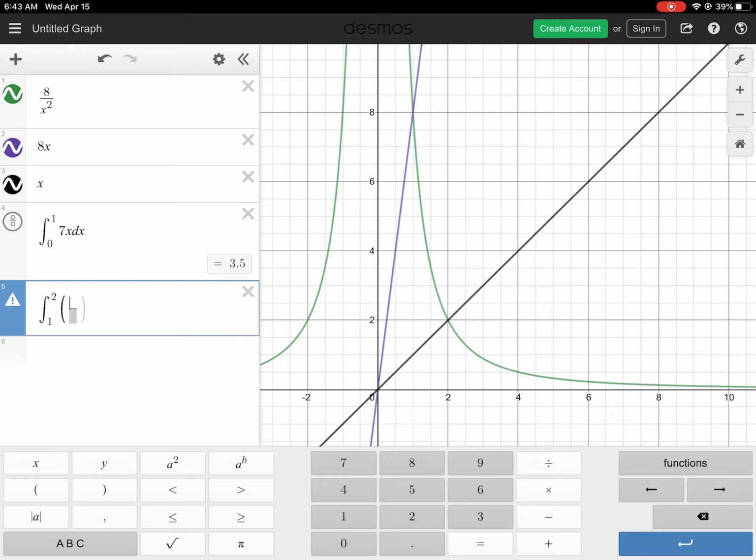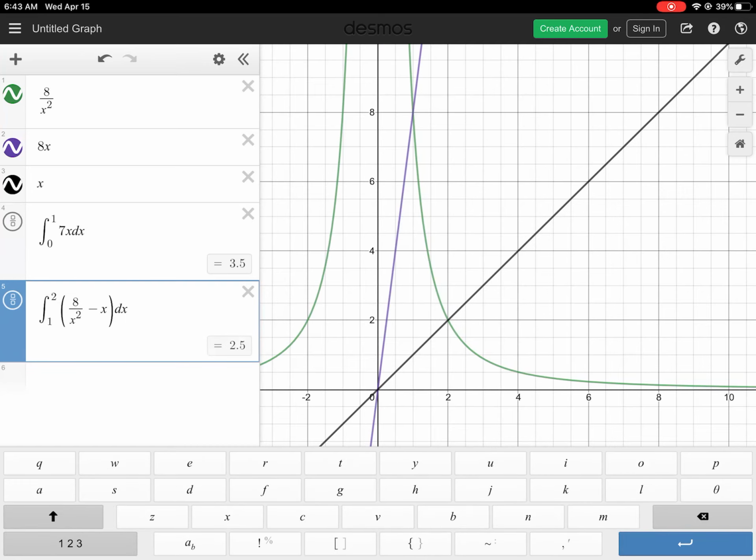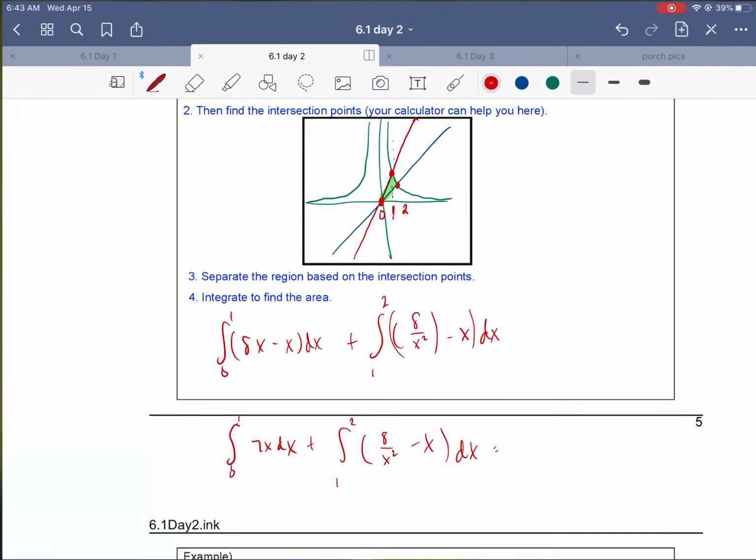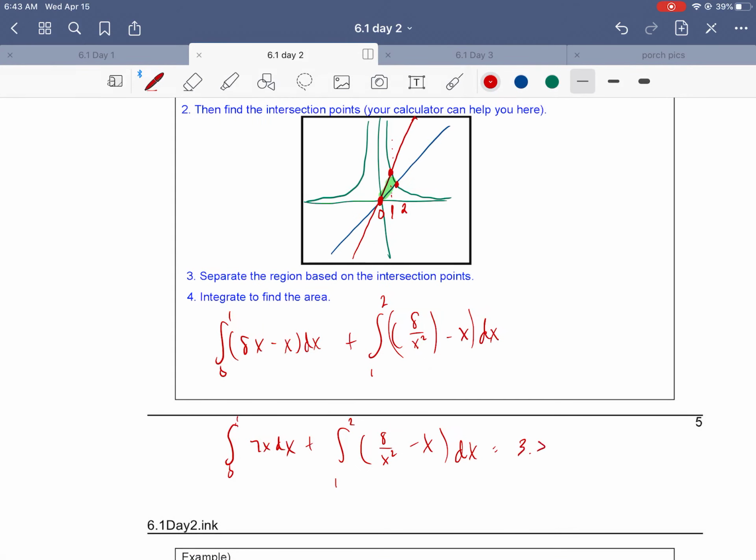Okay, so first space is 3.5. Second space is 2.5. So our total answer here is 6.